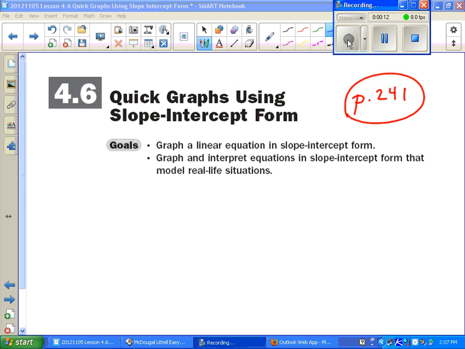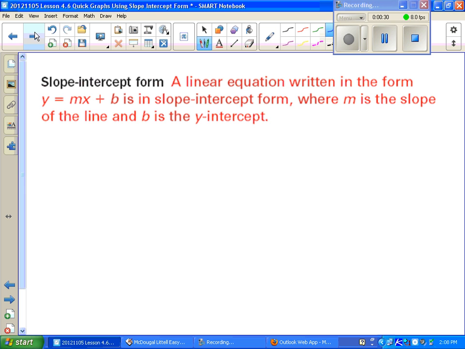Okay, today we're looking at 4.6 quick graphs using slope-intercept form. Our two goals: we're graphing linear equations in slope-intercept form, and we'll talk about what that is. And we're graphing and interpreting equations in slope-intercept form that model real-life situations. First thing we have is a couple of definitions.